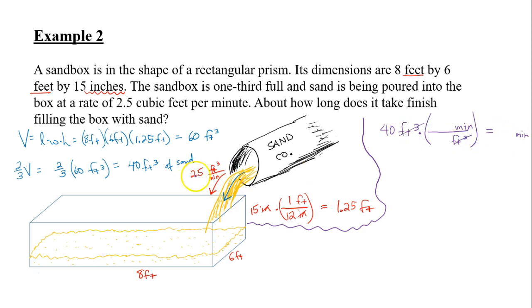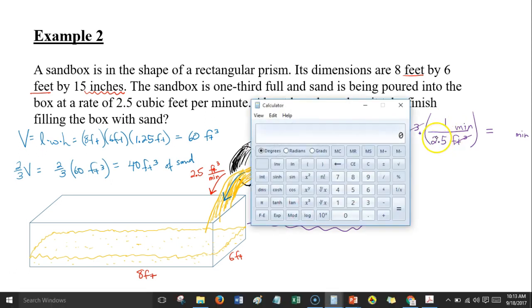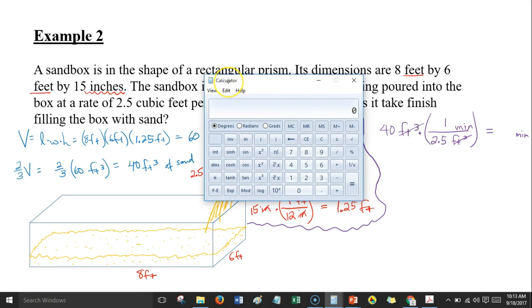Well, 2.5 cubic feet of sand go through in 1 minute. So 1 minute gives you 2.5 cubic feet of sand. So we end up having to do 40 times 1 divided by 2.5. So calculator. 40 times 1 doesn't do anything, so then we can just move on to divided by 2.5, and that is 16.